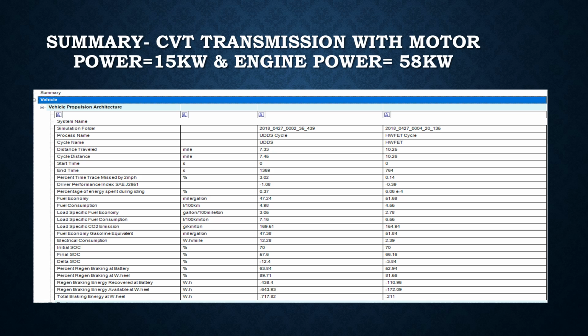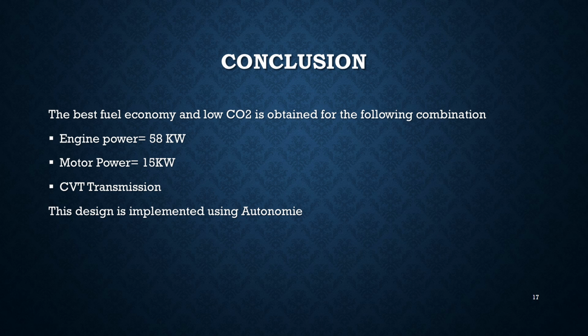And this is the summary of results for my best design, which is a CVT transmission with a motor power of 15 and engine power of 58 kilowatt. You can see the fuel consumption of 47 and 51 respectively, and the CO2 emission of 169 and 154 respectively.